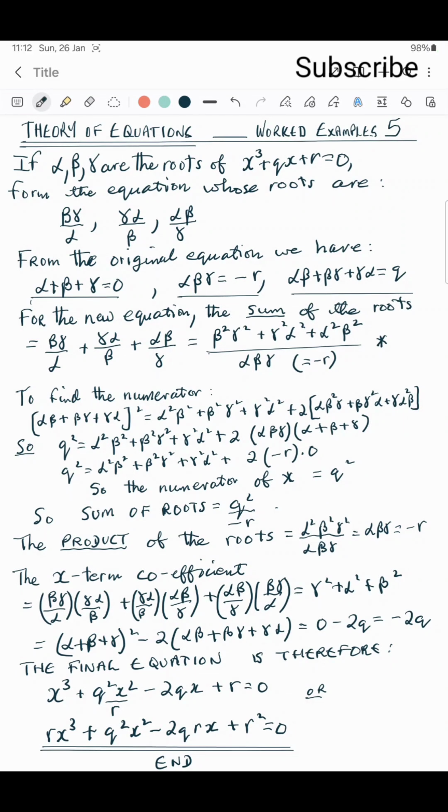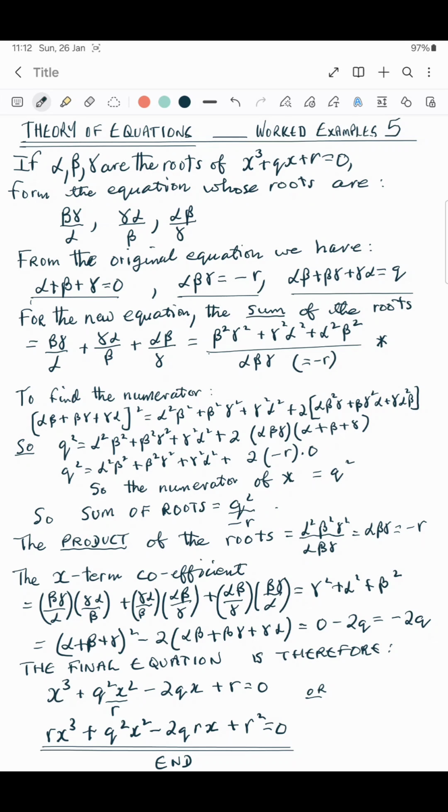Right, and continuing with our theory of equations and the worked examples, this is the fifth that we have, and it goes like this. If alpha, beta, gamma are the roots of x cubed plus qx plus r equals 0, form the equation whose roots are beta gamma over alpha, gamma alpha over beta, and alpha beta over gamma. Now, from the original equation, we have the following facts.